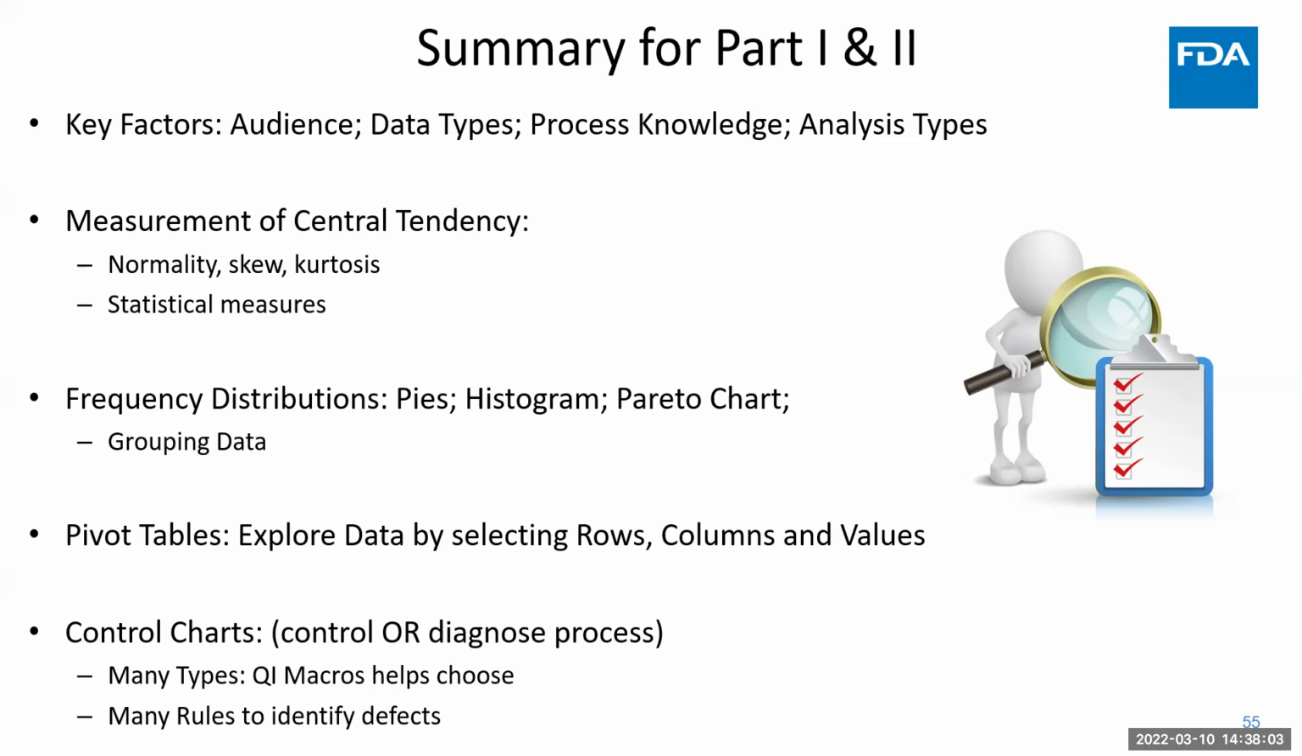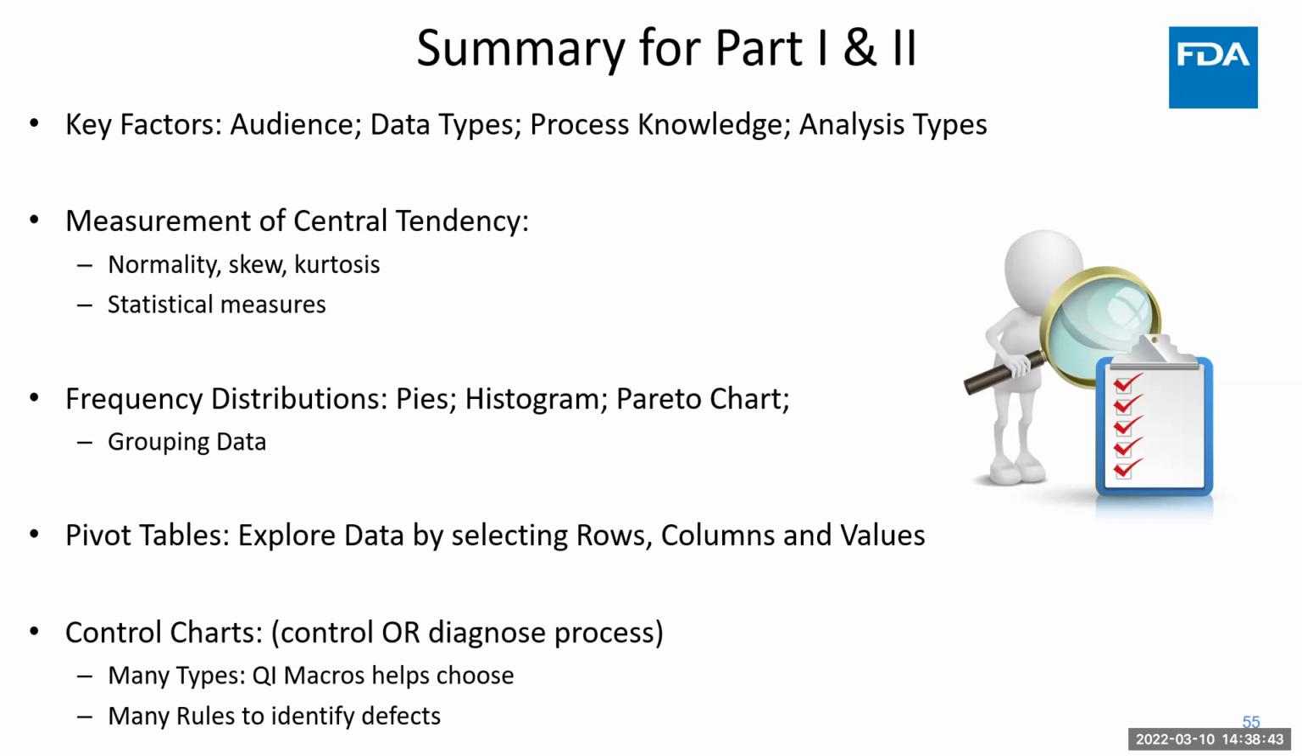We talked about central tendency and a few ways to look at and measure the central tendency and the normality of your data, including things like skew, kurtosis, and a variety of statistical measures like mean, median, and mode. We talked about frequency distributions like pie charts, histograms, and Pareto charts, and some of the functions of each. And it's important to remember that how you group the data can be significant. A good grouping can expose valuable information, and a bad grouping can hide it.